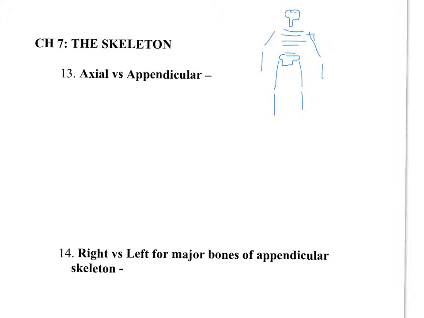Okay, so your axial skeleton, if you were to draw a line down the axis of the body, stop before you get to the pelvis. This is your axial skeleton. It includes the skull, the sternum or breastbone, the ribs, and the vertebrae.